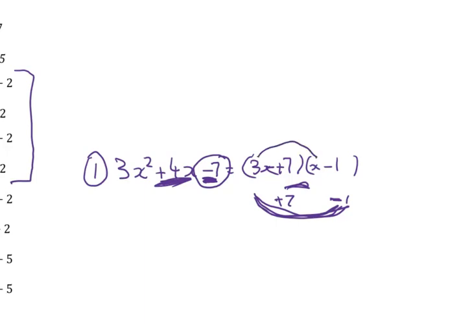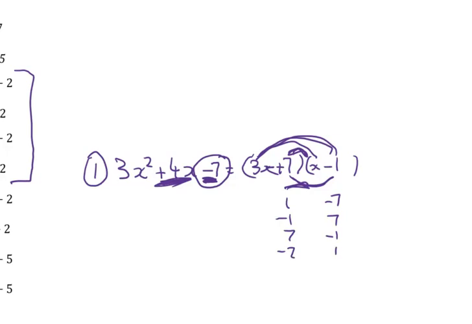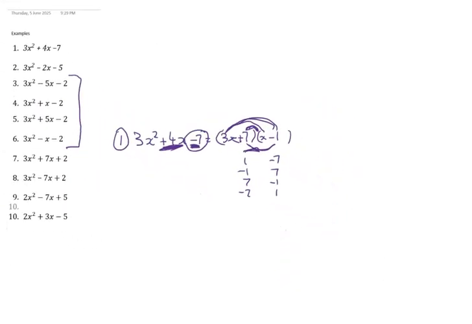Let's look again. We've got 3x squared plus 7x minus 3x minus 7. So that's what we want. Right, but if you didn't see that straight away, you could have gone 1 and -7, -1 and 7, 7 and -1, -7 and 1, and just worked through those. Right, let's look at the other examples.